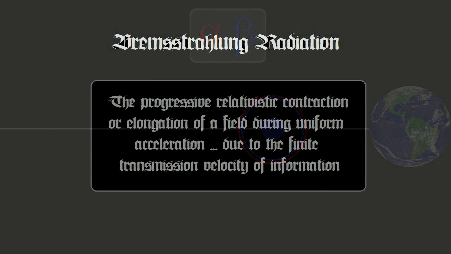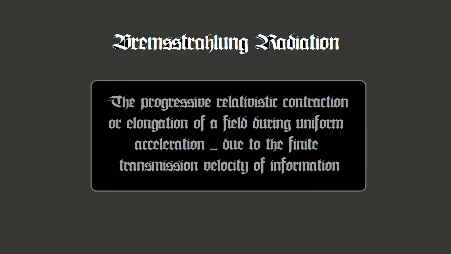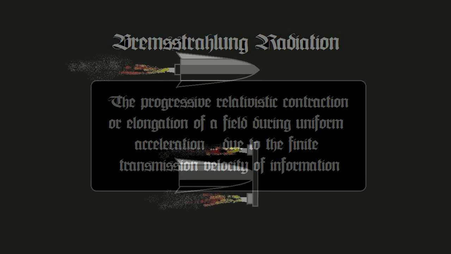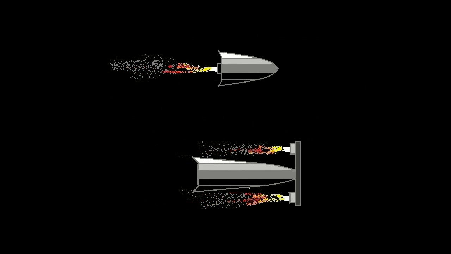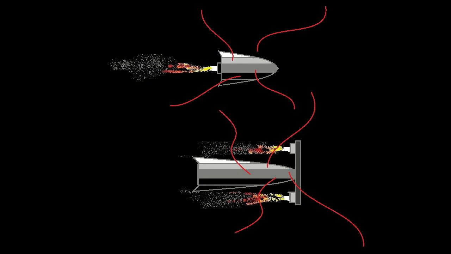This is Bremsstrahlung Radiation. It is the inevitable progressive relativistic contraction or elongation of a field during uniform acceleration due to the finite transmission velocity of information both in the alpha and beta fields. All neutral bodies, pulled or pushed, expel lesser, negligible quantities of thermal energy when accelerated.